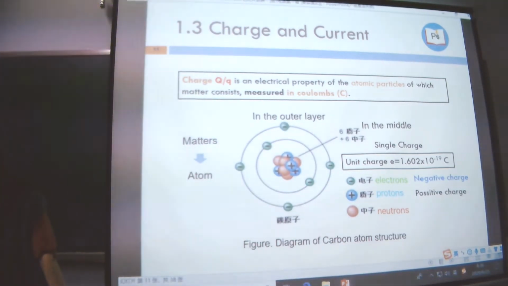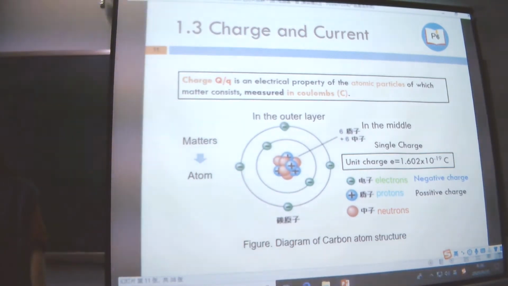We should know the unit charge e is equal to 1.6 times 10 to the power of minus 19 coulomb. And we can see it is very small. So this one is a simple charge.